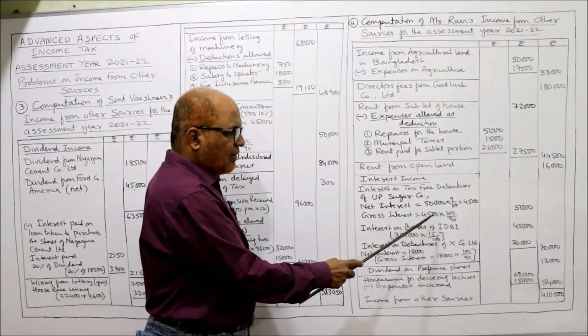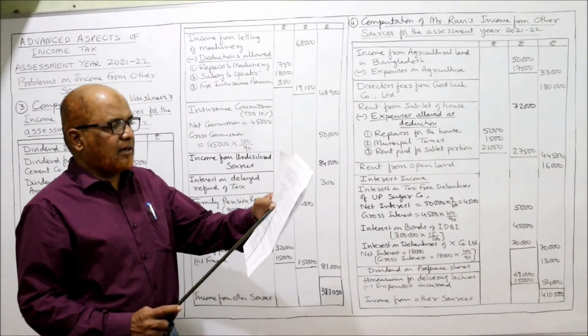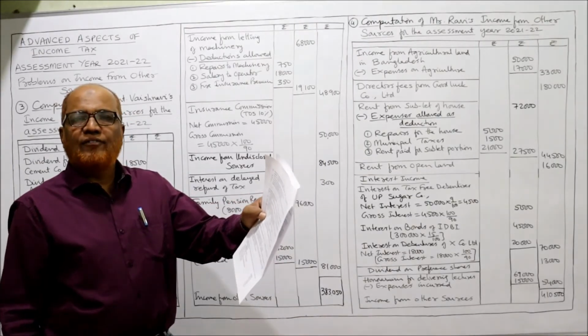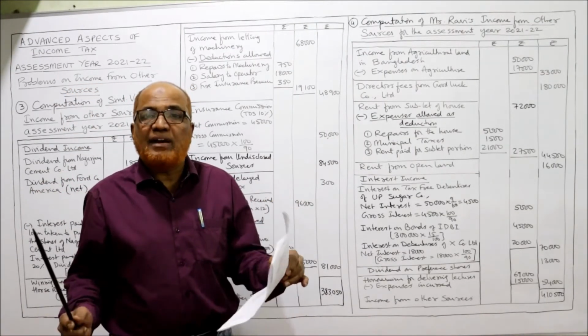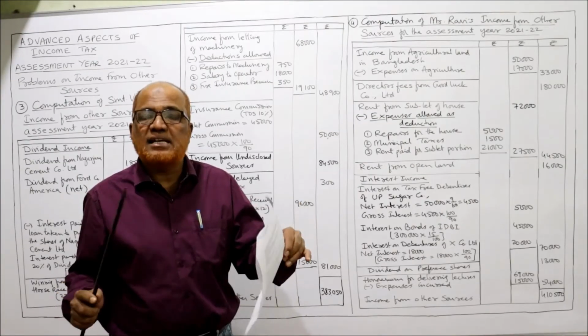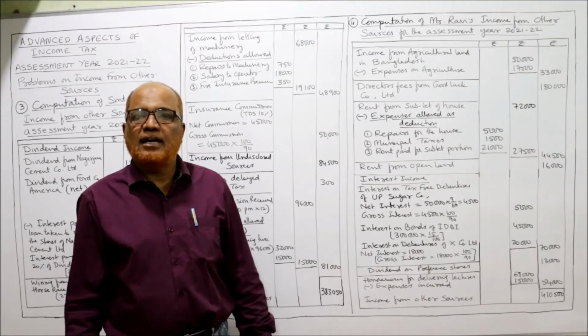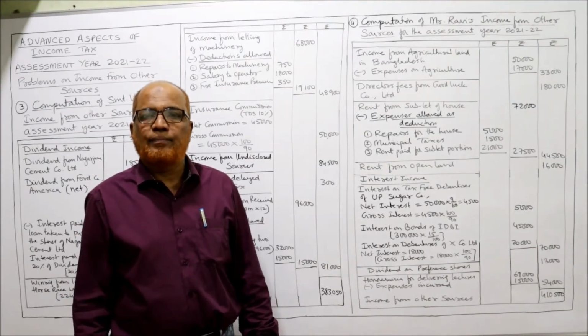So 4,500 into 100 by 90, you will get 5,000. Second, 15% bonds of IDBI, 3 lakh. It is not given tax free. If nothing is given, we assume it is less tax. It is less tax, so directly we have to calculate.